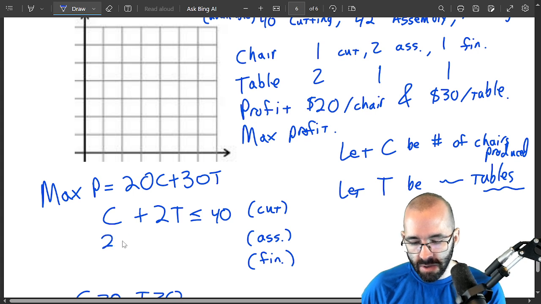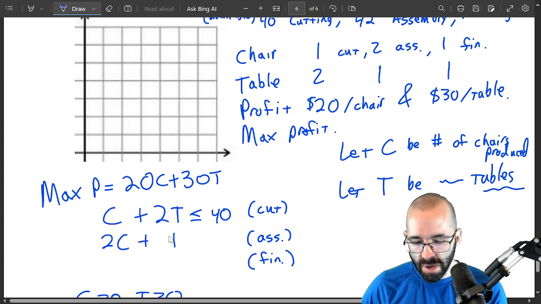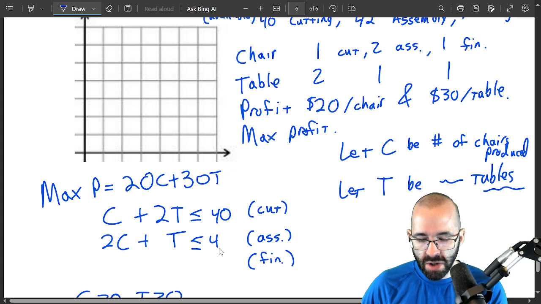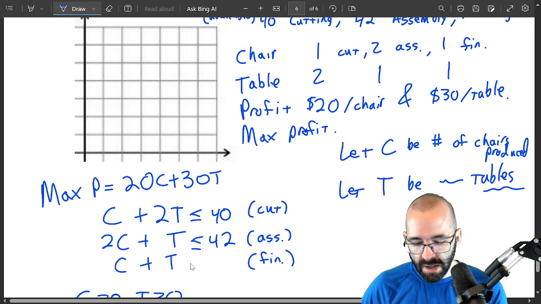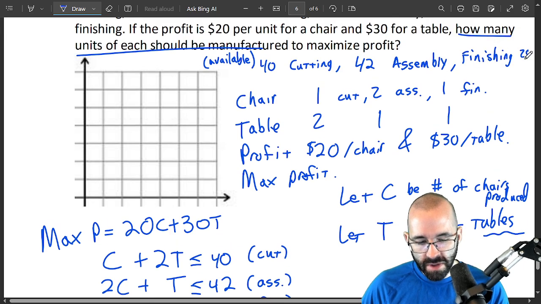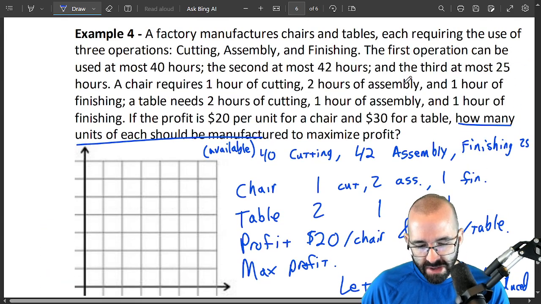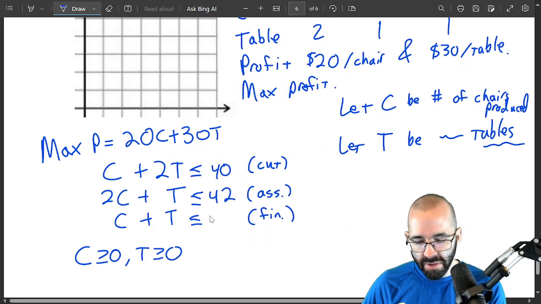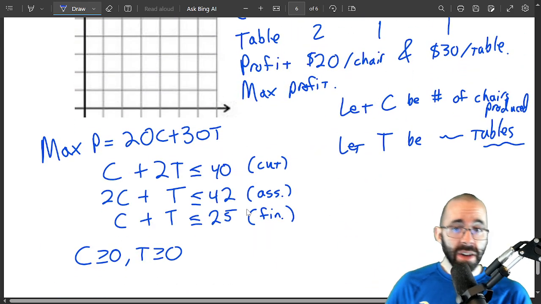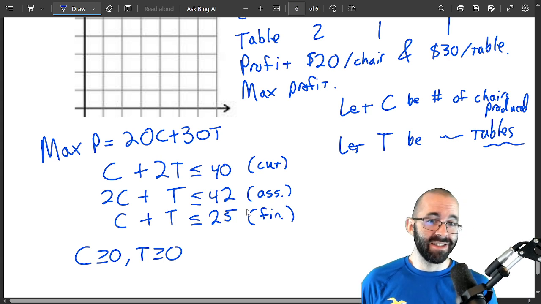Assembly, a chair takes 2, and a table takes 1. We can't use more than our 42 hours available for assembly. And we have 1 for finishing too. A chair and a table each only use 1 for finishing. So we can't use more than our available 25 hours for finishing. So now we have 5 inequalities.